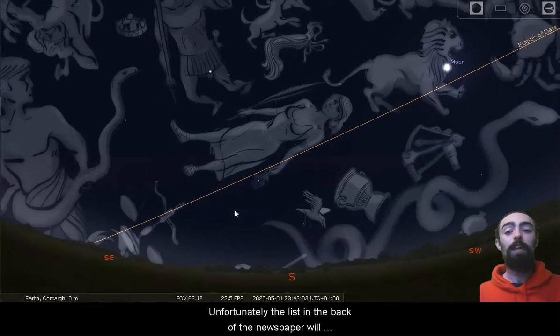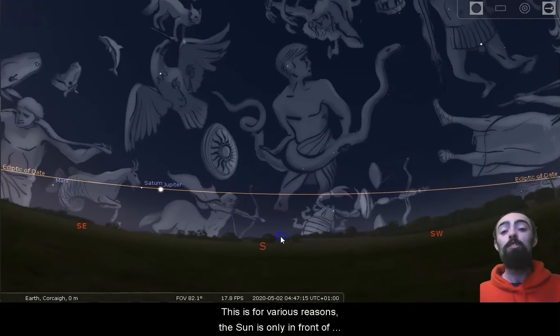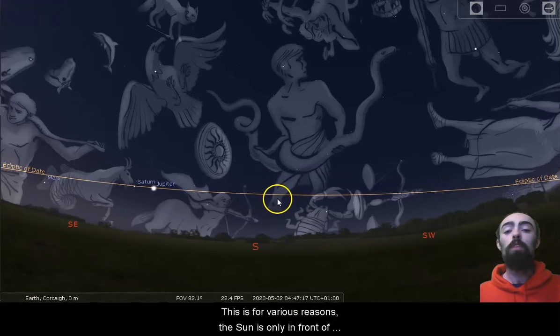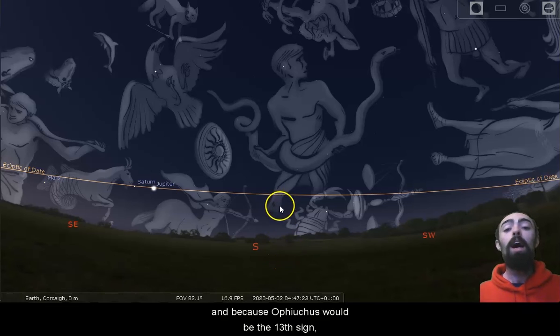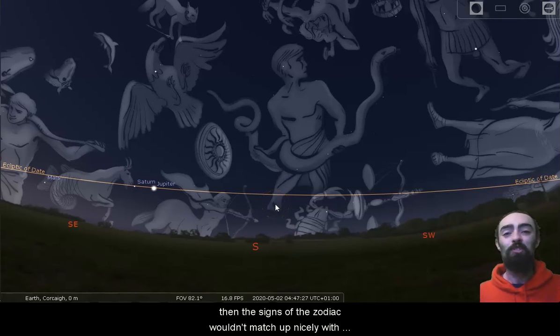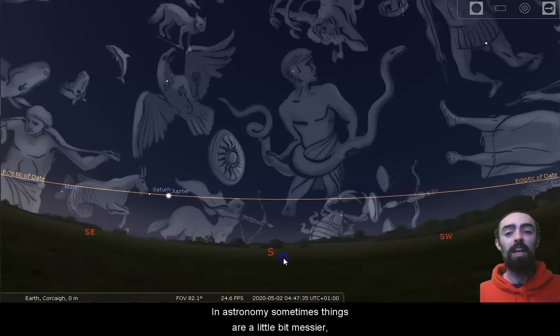Unfortunately, the list in the back of the newspaper will completely ignore Ophiuchus. This is for various reasons. The sun is only in front of Ophiuchus for a couple of days, so it's not quite as useful in terms of measuring the time of the year, and because Ophiuchus would be the 13th sign, then the signs of the zodiac wouldn't match up nicely with the months anymore. And in astrology, it is supposed to match, it's supposed to look nice. In astronomy, sometimes things are a little bit messier.